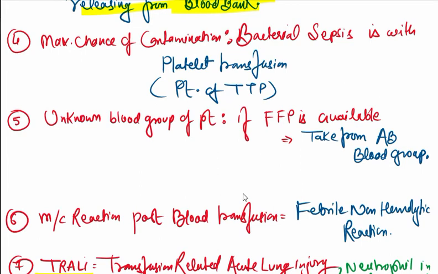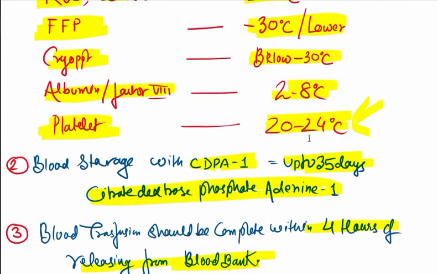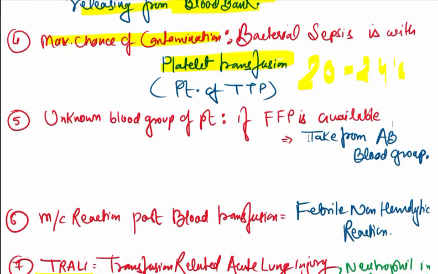Next one, the maximum chance of contamination is with which component? Again, it is platelet transfusions, because the storage temperature is 20 to 24 degrees Celsius. Okay, so we have seen here 20 to 24 degrees Celsius. A patient receiving treatment for TTP receives platelet transfusions.